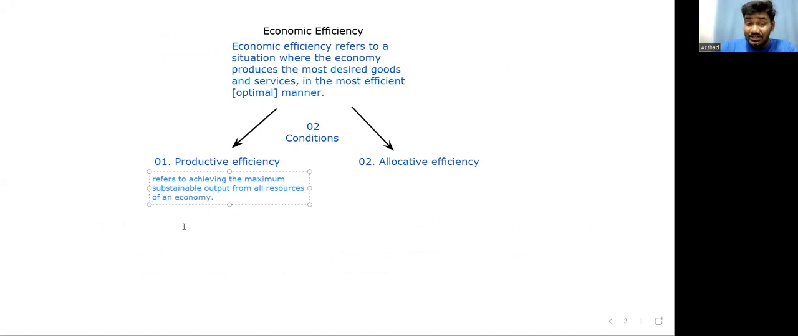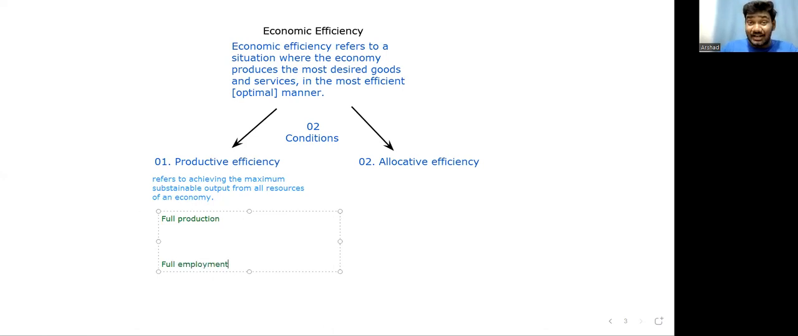In order to achieve productive efficiency, there are two other conditions. Can you tell me what those are, guys? For you to be able to produce the maximum sustainable output from all your resources, what do you have to have? You need to have full production, and you also have to have full employment.